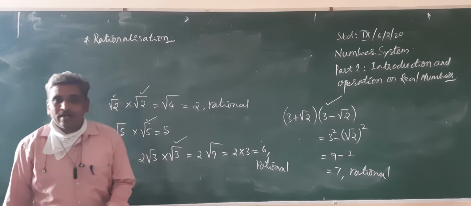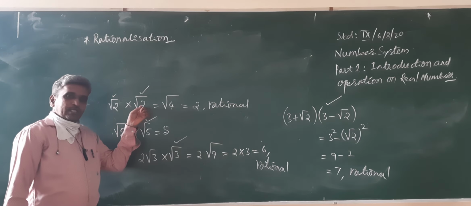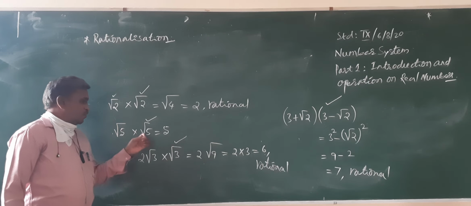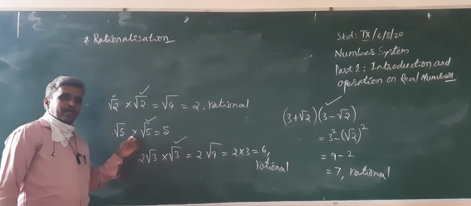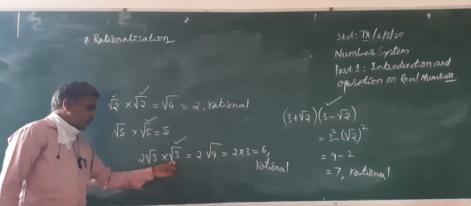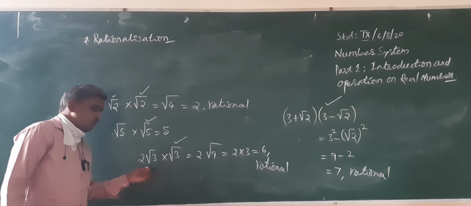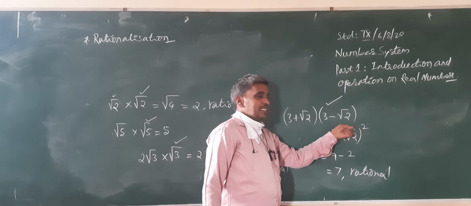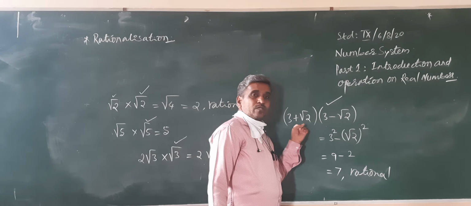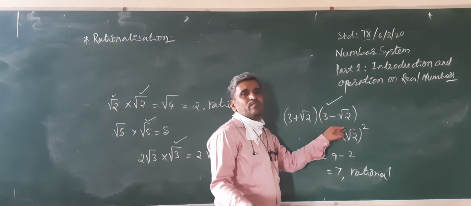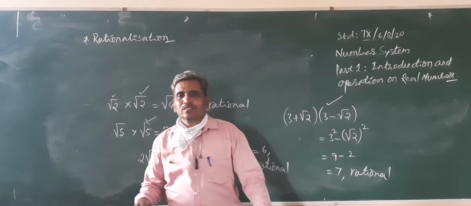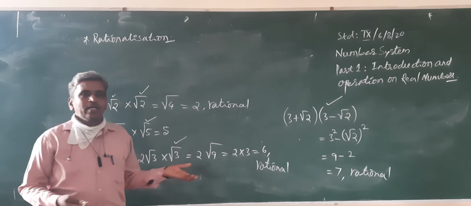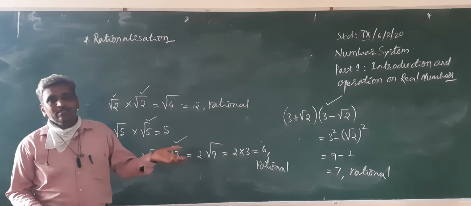Root 2 is a rationalizing factor of root 2. Root 5 is a rationalizing factor of root 5. Root 3 is a rationalizing factor of 2 root 3. 3 minus root 2 is a rationalizing factor of 3 plus root 2, and 3 plus root 2 is a rationalizing factor of 3 minus root 2. They are rationalizing factors of each other, so we multiply by them to convert to rational numbers.